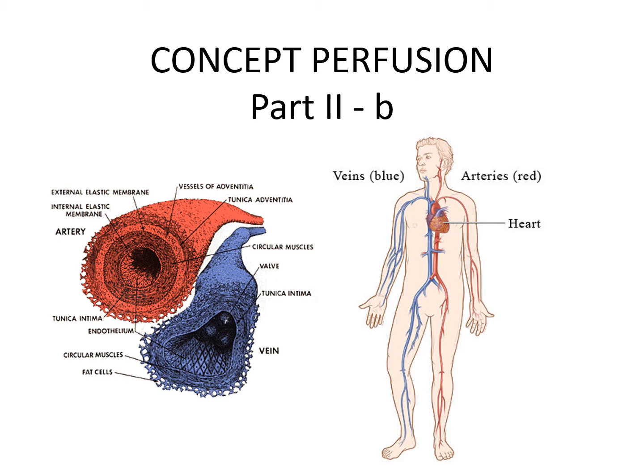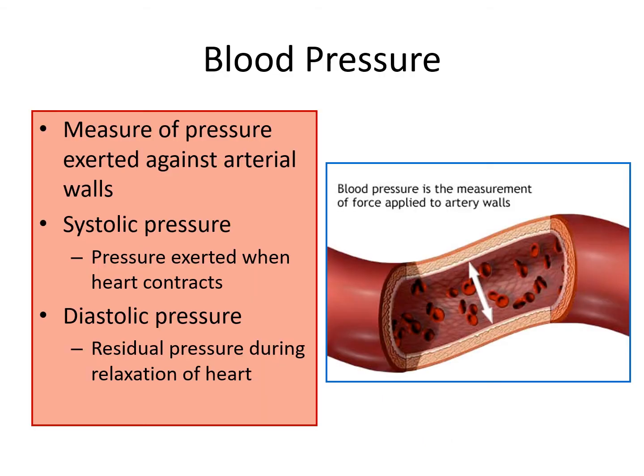And this is the introduction and a continuation of the concept of perfusion, but this is part B. We've been talking about what blood pressure is. Blood pressure is the measure of pressure exerted against arterial walls. The systolic pressure is the pressure exerted when the heart contracts. And diastolic pressure is the residual pressure during relaxation of the heart.